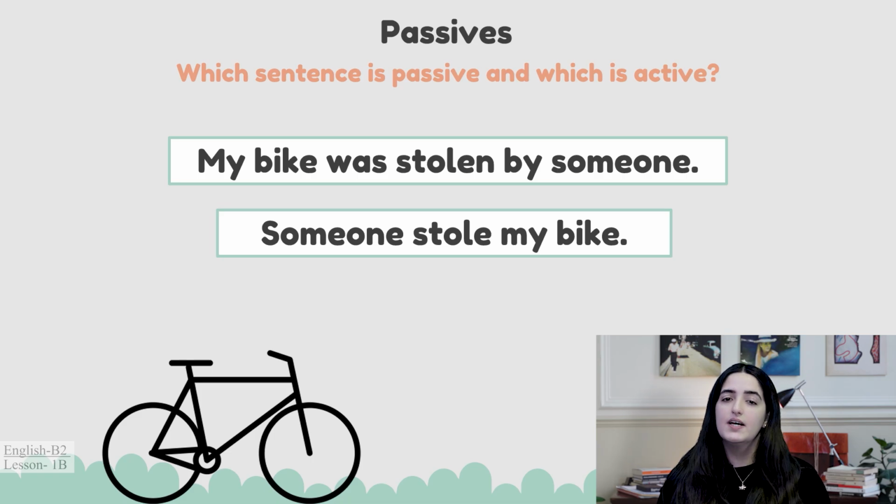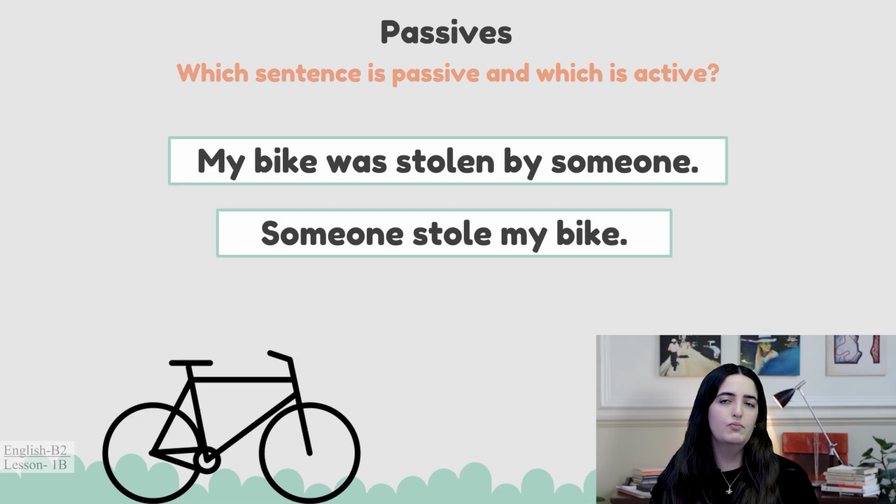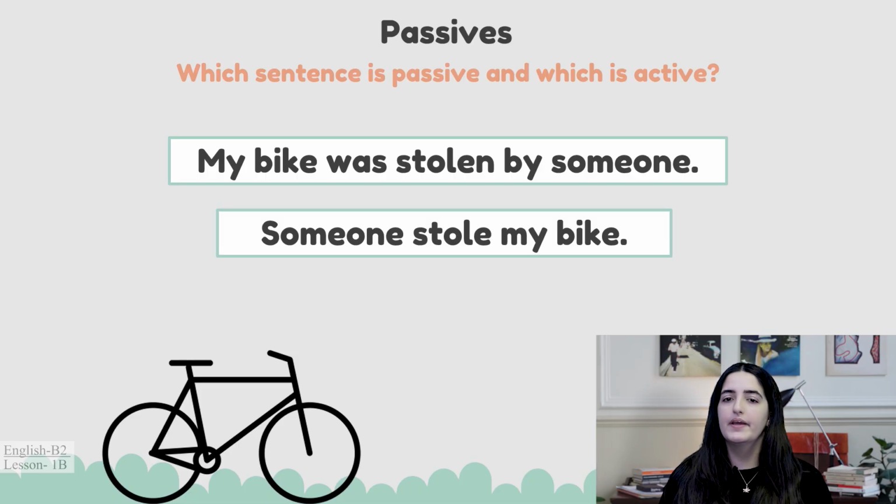So our first sentence is, my bike was stolen by someone. Okay, my bike was stolen by someone. So we have a verb, stolen, we have a subject and an object as well with those two nouns. Then we have, someone stole my bike. Which one of these is passive and which one of these is active? Pause and have a little think.